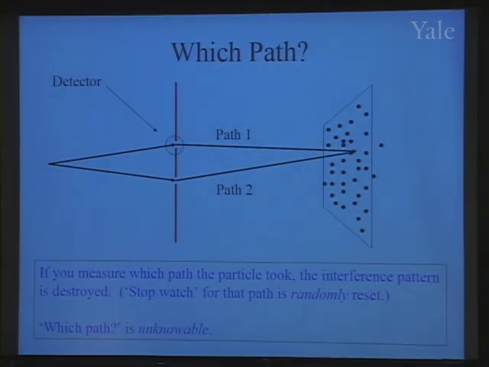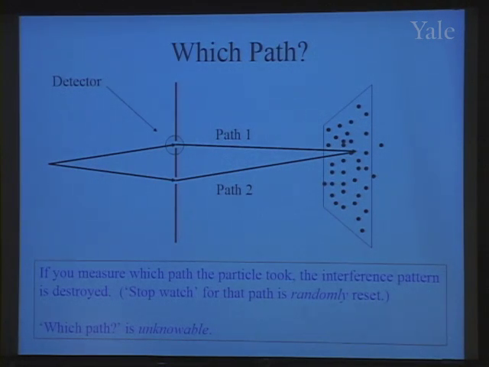Now you say, well, that's crazy. How can it take both paths at the same time? I can just find out which path it took. I will put a little detector here, and when the particle goes by, my detector will click, and I'll say, oh, well, it took path 1. Well, you can do that experiment, and when you do it, it destroys that interference pattern.